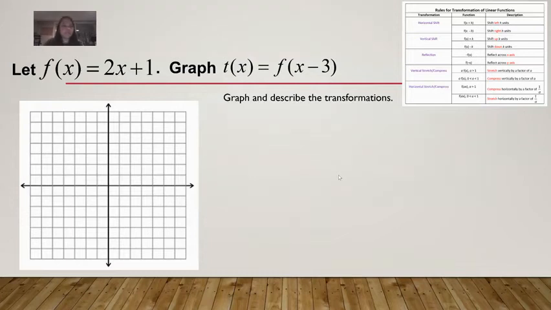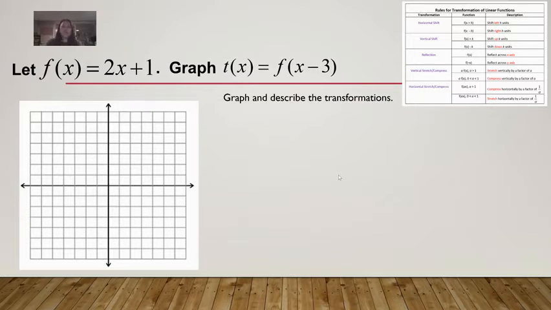What we're going to do is take f of x. So it says let f of x equals 2x plus 1. And then we're going to graph t of x, which is naming the function t, and that's why we call it t of x. But you could call it anything, but just for this one, we're calling it t of x. And what we're doing is we're going to take the original function and plug in, instead of x, x minus 3 for the x into the function.